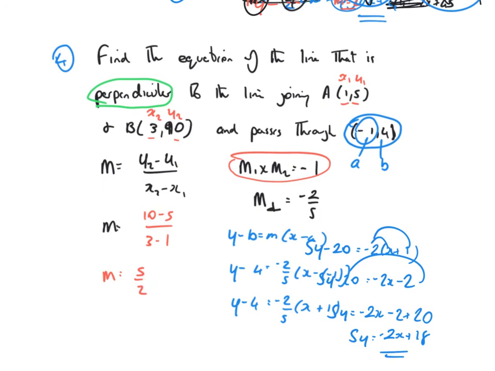I know then that the gradient of my line is perpendicular, so I flip the 5 over 2 to minus 2 over 5, and I write down m1 m2 equals minus 1. So I've now got the gradient. I've got a point that my line goes through, so I use gradient in a, b and put it into y minus b equals m bracket x minus a. Final answer, 5y equals minus 2x plus 18.